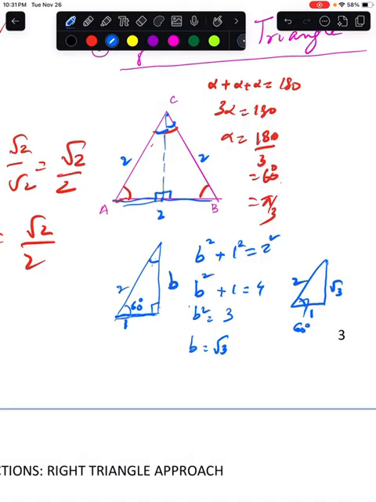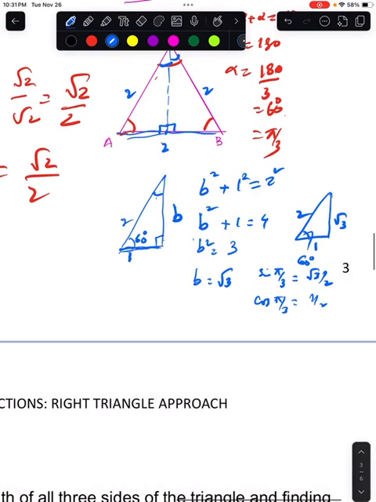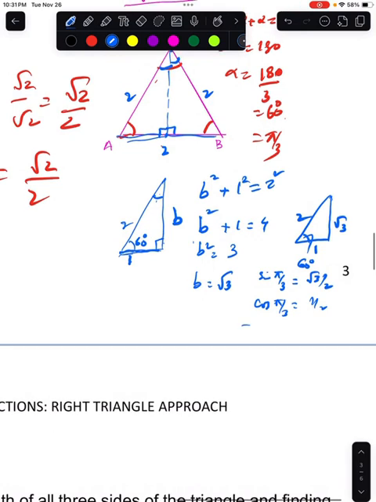So you should be able to write all trig function ratios for this one. So we get sine of pi over 3 equals square root of 3 over 2. Cosine of pi over 3 equals 1 over 2, and tangent of pi over 3 equals square root of 3 over 1, or square root of 3.